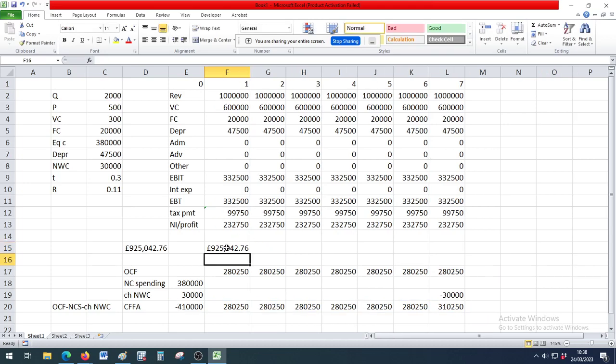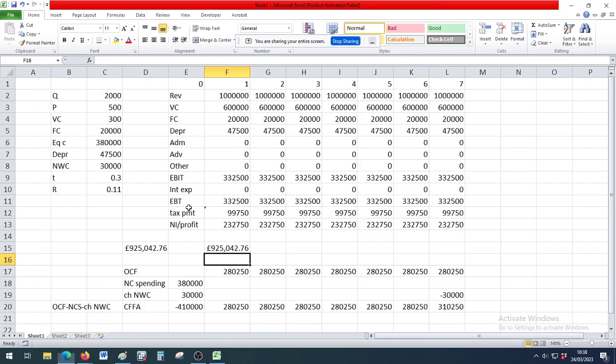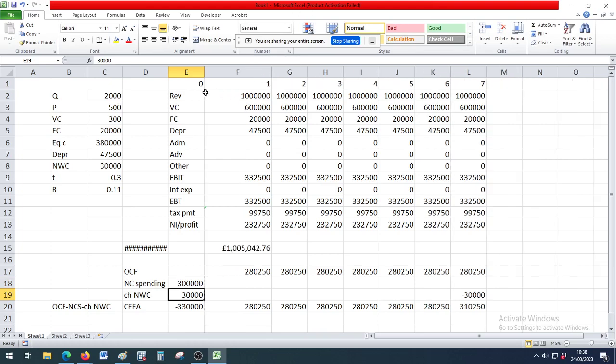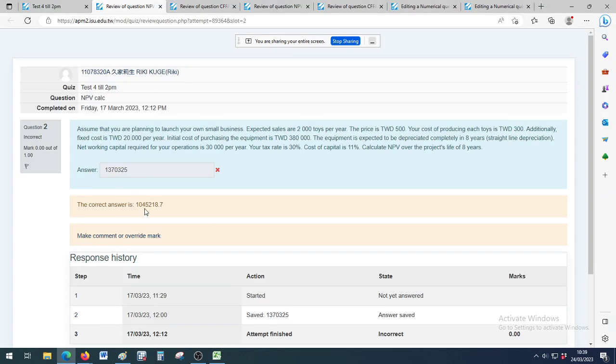Seems to be correct. How did I get 1.1 million last time? Not a huge difference. The difference of how much? 80,000. Where could I have lost 80,000? Did I have a typo here before? 300,000. Let's give it more space. That's still 1,005,000, not 1,045,000.